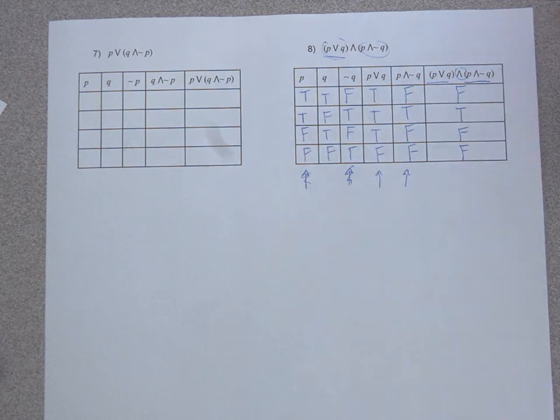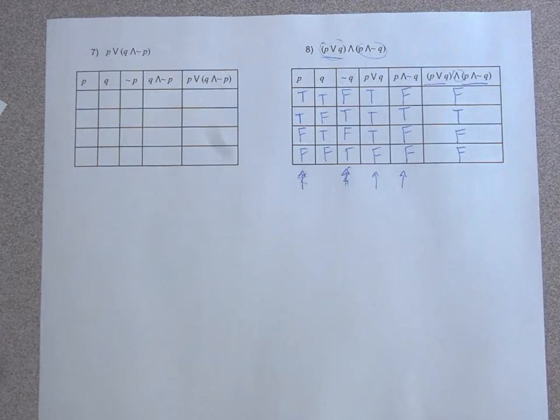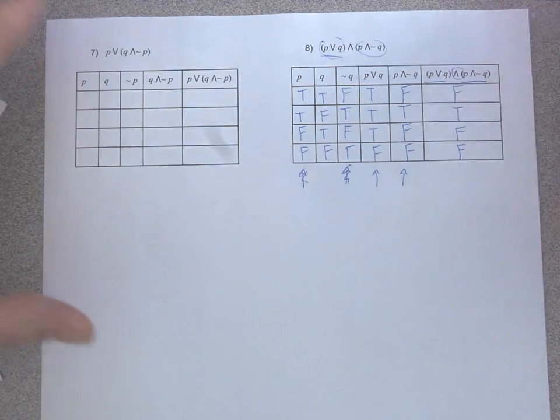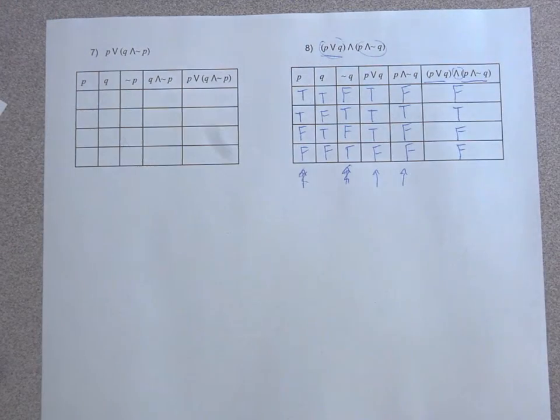So it looks kind of abstract in this case. In your notes and in the videos there's some more concrete examples to help you tie this to the real world. But right now we're just kind of practicing with the operators and what they do and building truth tables.